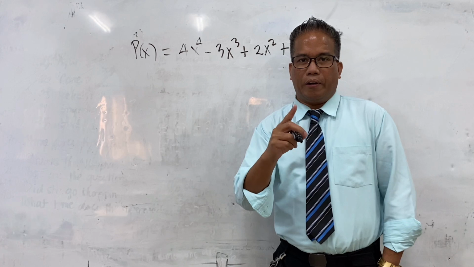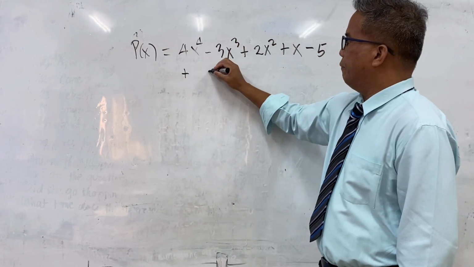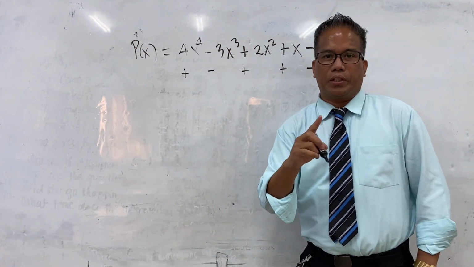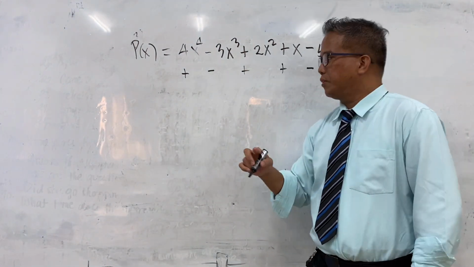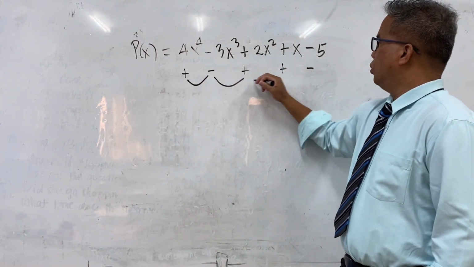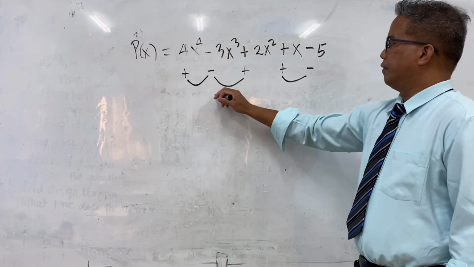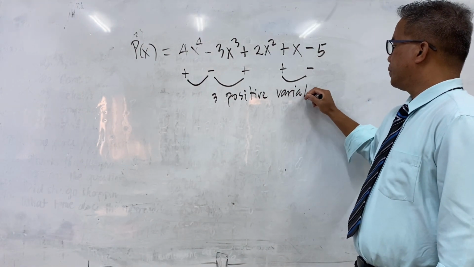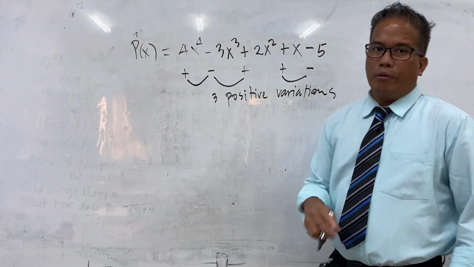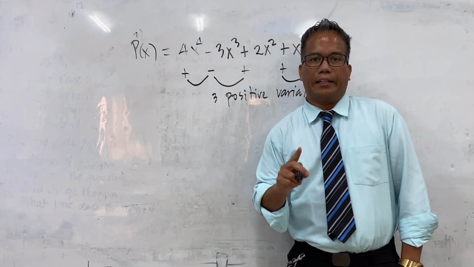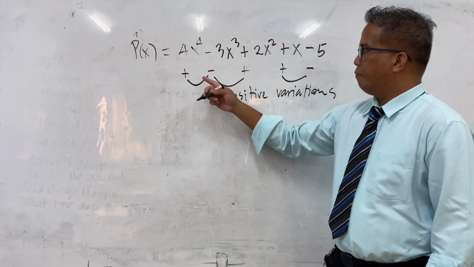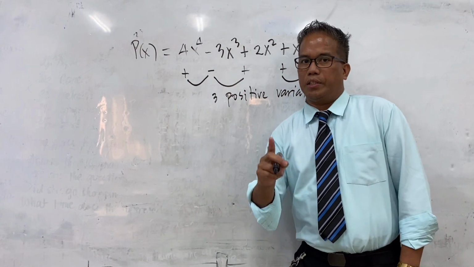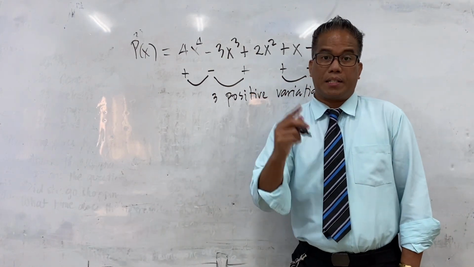Determining the sign of each term, we have positive, negative, positive, positive, negative. So we will first find the number of variations. We have 1, 2, 3. So we have here 3 positive variations. When we say variations, that is the alternating of signs of each term. So the number of positive variations is equal to the number of positive zeros.